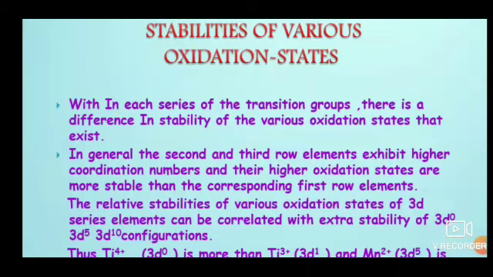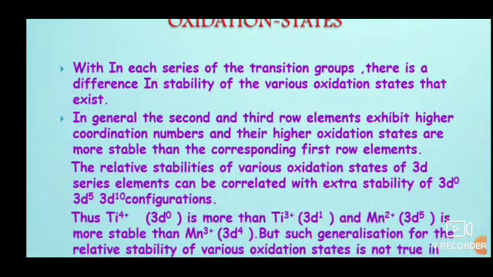Within each series of the transition groups, there is a difference in stability of the various oxidation states that exist. In general, the second and third row elements exhibit higher coordination numbers, and their higher oxidation states are more stable than the corresponding first row elements.